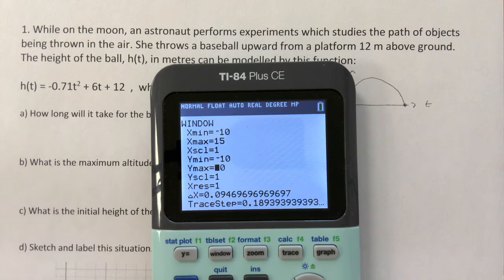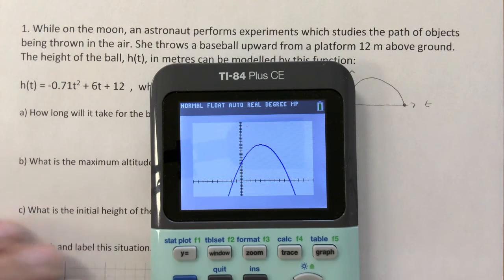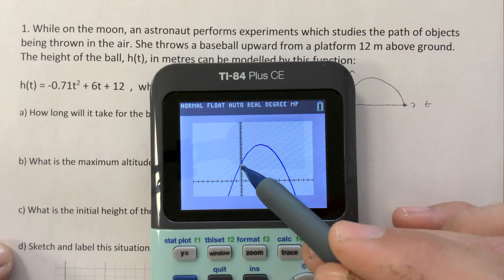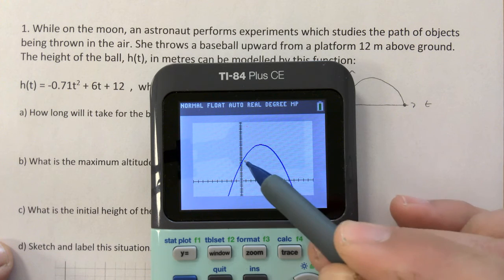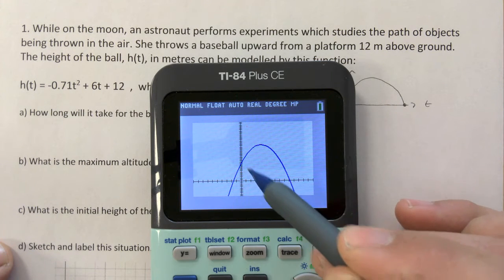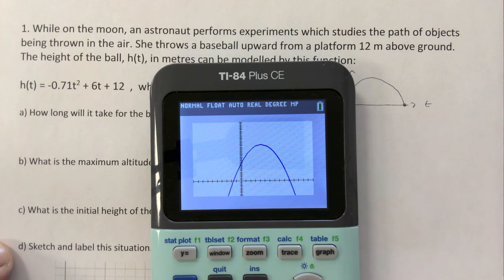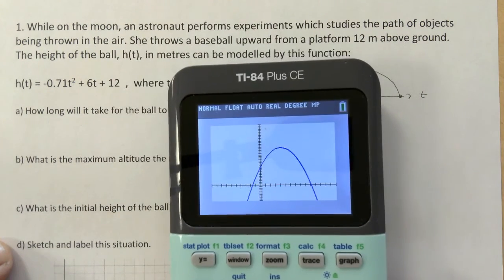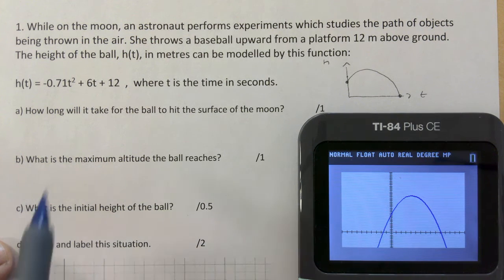So my Y max, I will go 40. And there it is, okay? So now I can see it, now I can work with it. And notice that this is one of those where this is your y-intercept and then you go up and over and then back down. It's not one of those like the buffalo question where this was your vertex and you go straight down from there. So you have to look at it and read the question carefully and enter it into your calculator so you know what it's supposed to look like, okay?